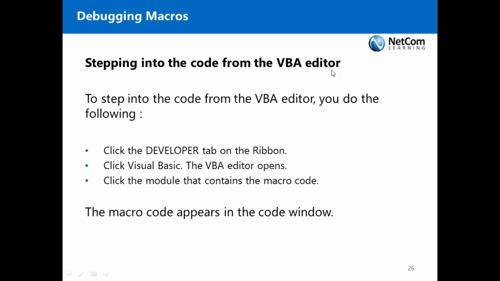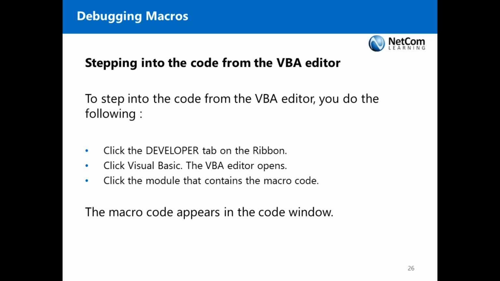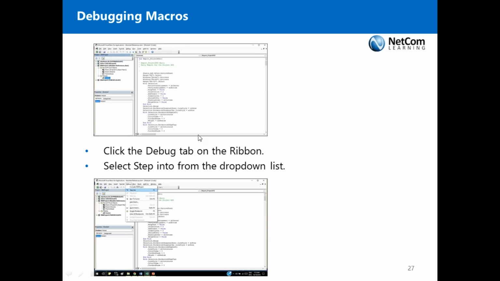Stepping into the code from the VBA editor. To step into the code from the VBA editor, not from the worksheet, you do the following. Click the Developer tab on the ribbon, click Visual Basic, and the VBA editor opens. You click the module that contains the macro code. Here is Module 1, for example, or it might be the worksheet or the whole workbook. Now the macro code will appear in the code window.